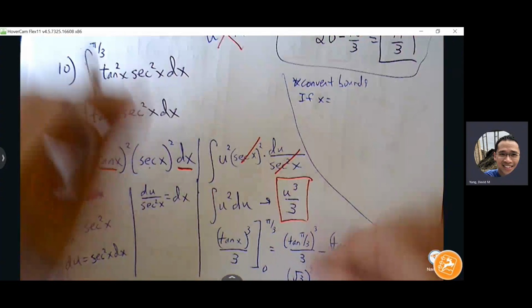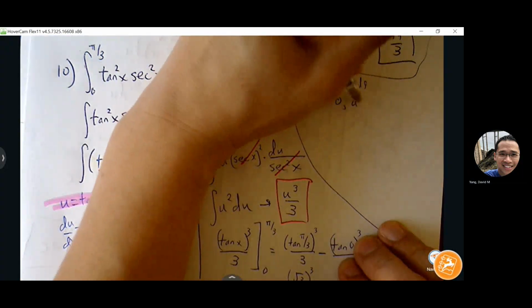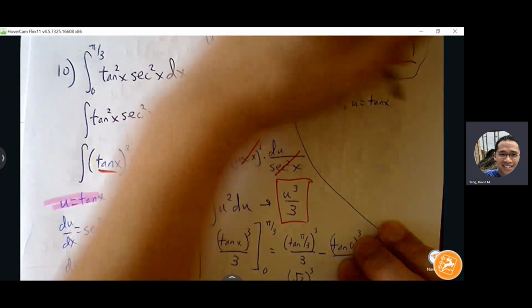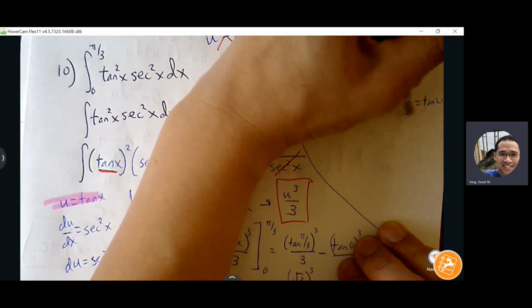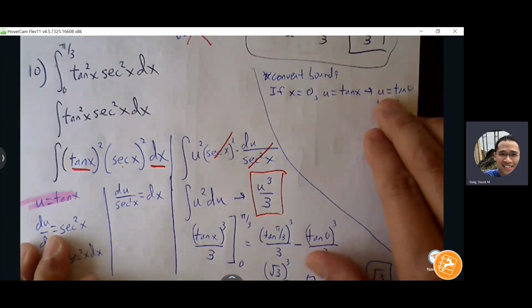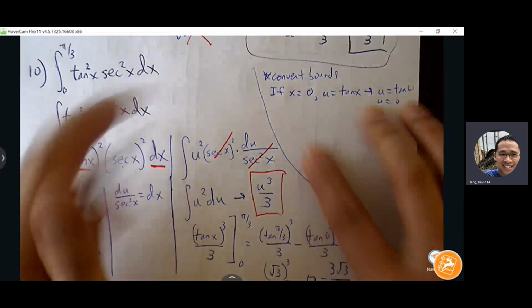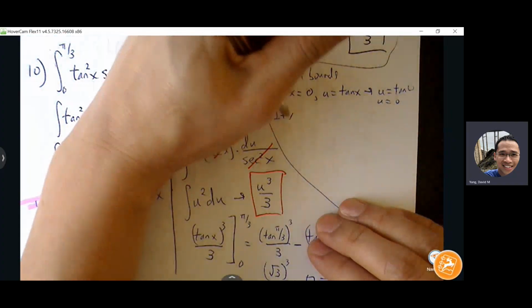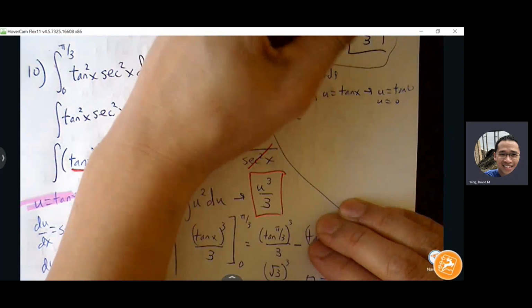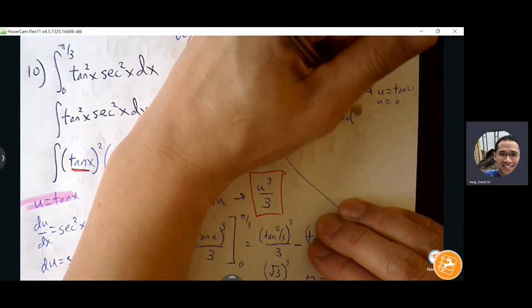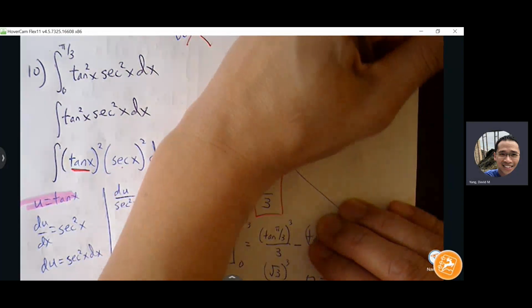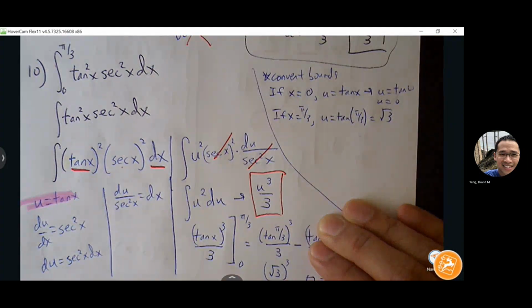If x equals 0, then u equals tangent of x. Therefore, u equals tangent of 0, which is 0. So our new lower bound is still 0, okay? And then if x is equal to pi over 3, then u is tangent of pi over 3, which is equal to root 3. Okay.